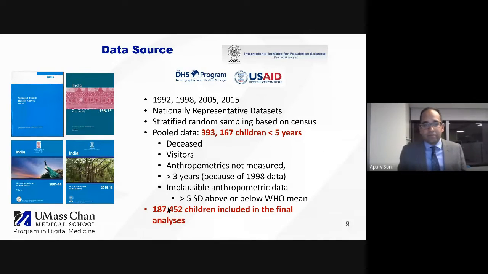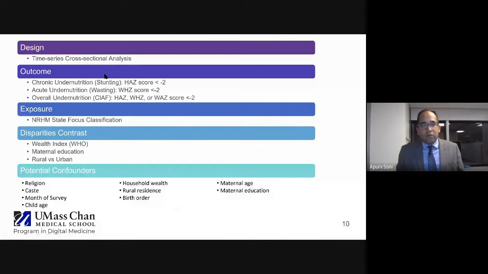Ultimately, we ended up with nearly 200,000 children, and with survey weights, we were able to approximate population level and country level estimates. And so the design for the study was time series cross-sectional analysis, and we looked at the state focus classification as determined by National Rural Health Mission as the exposure, and the outcome was different types of undernutrition metrics. But we also looked at disparities in the context of wealth, maternal education, as well as rural versus urban location. And we considered different confounders because of known association with undernutrition.